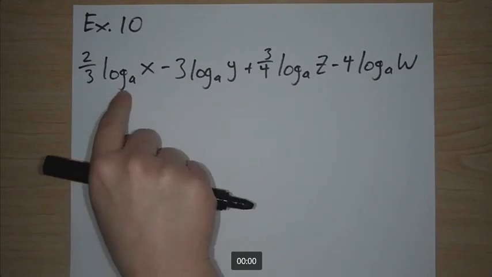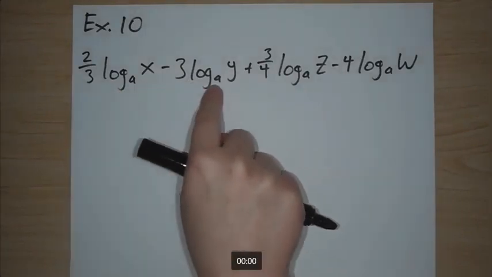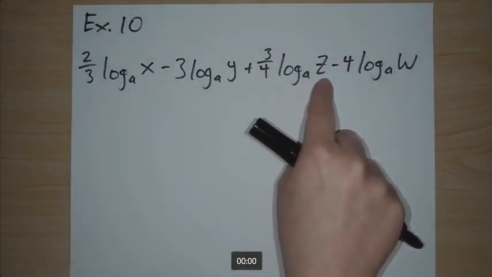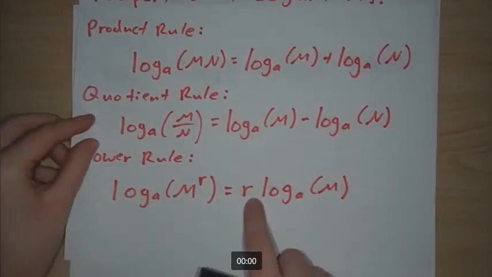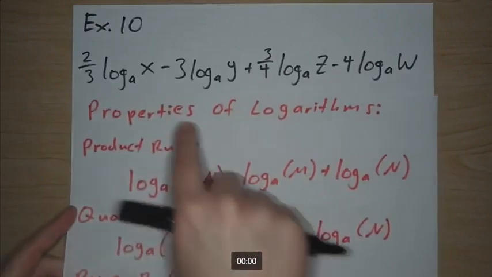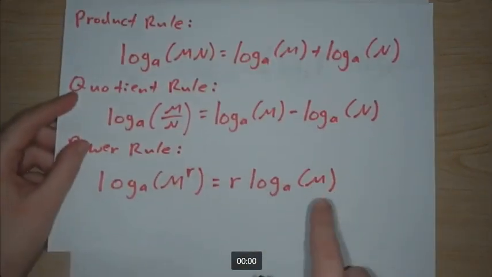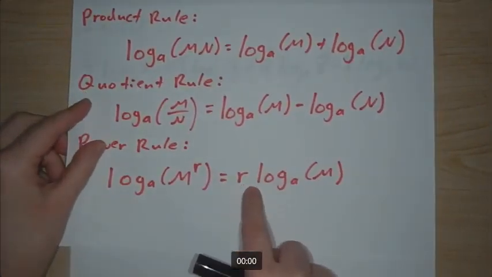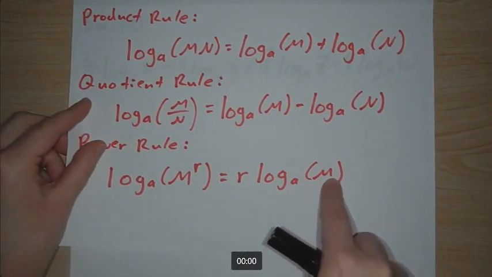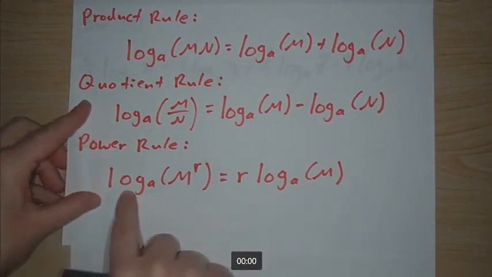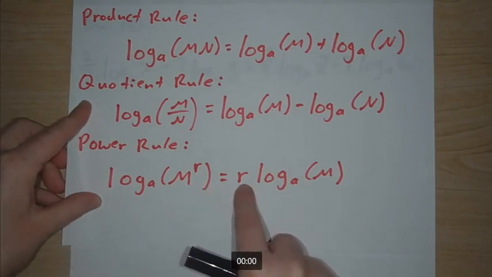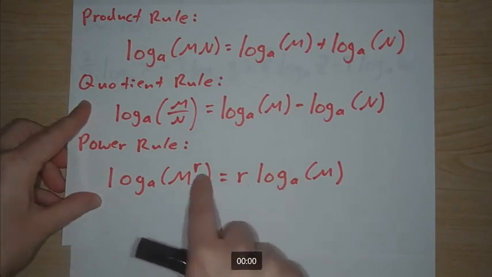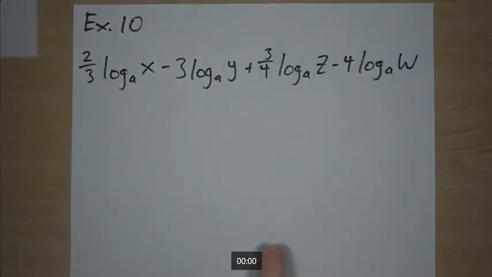So we have 2/3 times log a of x minus 3 log a of y plus 3/4 log a of z minus 4 log a of w. We'll notice first that we have all these numbers multiplied by each of their logs. That looks a lot like this right here. We have a number multiplied by log a of a thing inside. So we're going to use the power rule to put it back into this format right here, where we move this r from the front of the logarithm to the exponent.